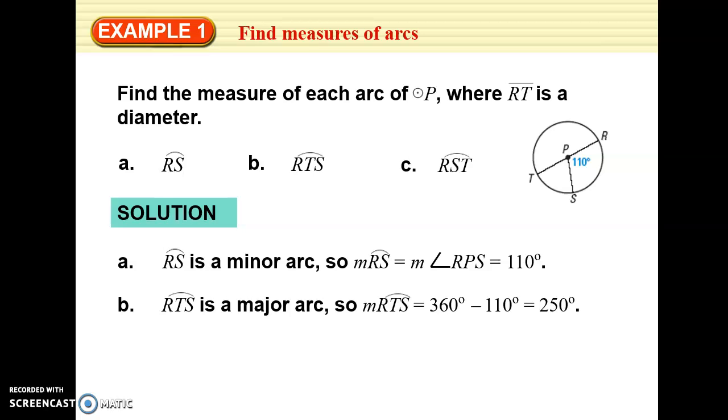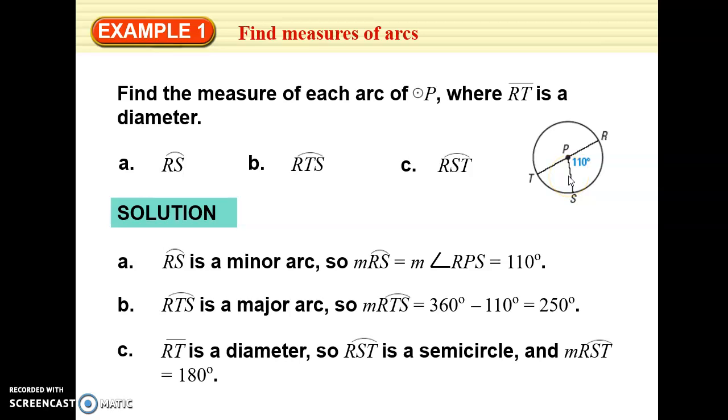The other question is find RST, R, S, and T. But we know that this RT is the diameter. I mean, this part is a semicircle. I mean, all the distance, the measure in this part of the angle will be 180.